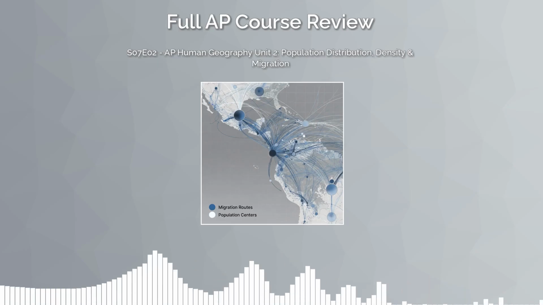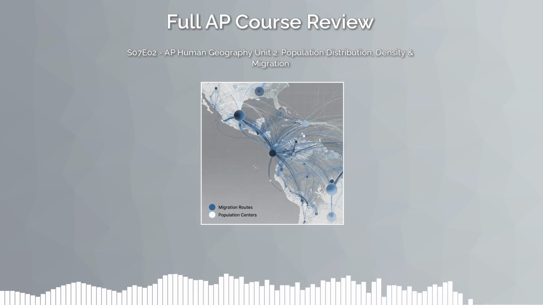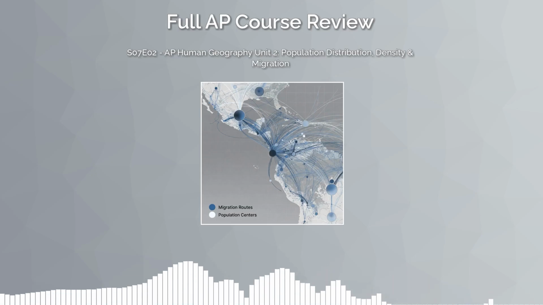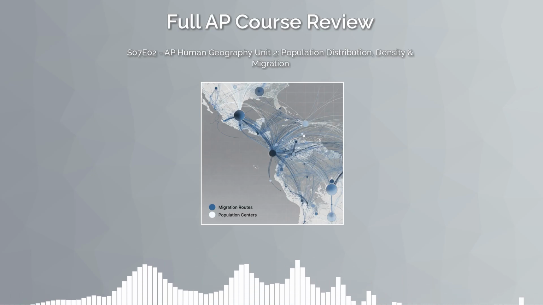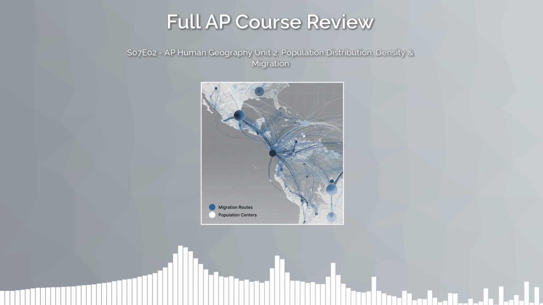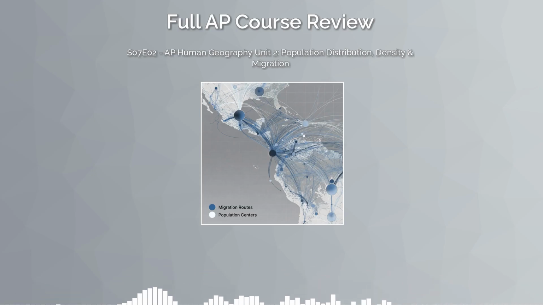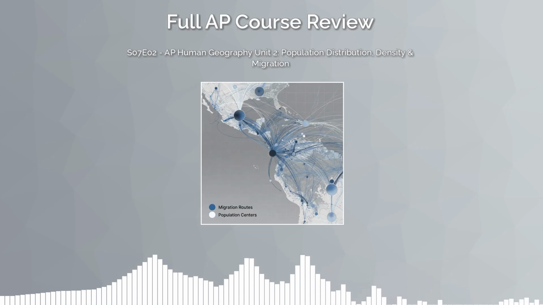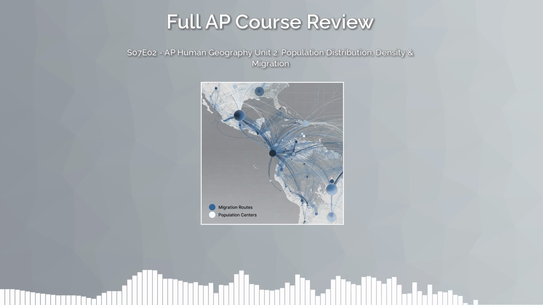Reading the maps and avoiding the traps. When interpreting population distribution maps on the AP exam, watch for a few classic traps. First, don't confuse density with total population. Bangladesh has an extremely high population density but a smaller total population than Brazil, which has a much lower density. Second, don't assume that wealthy countries are always densely populated. Canada and Australia are wealthy but sparse.